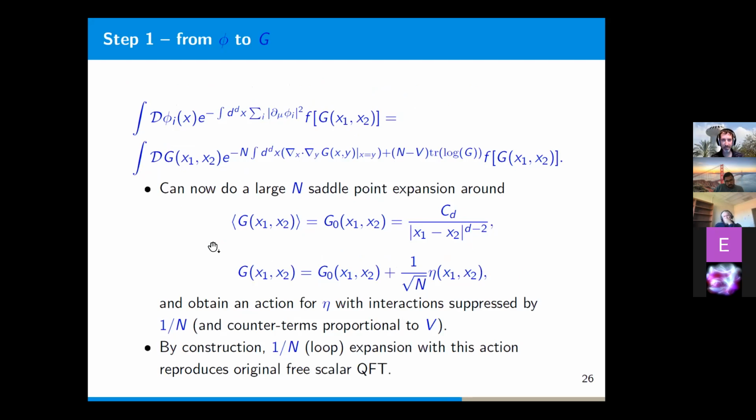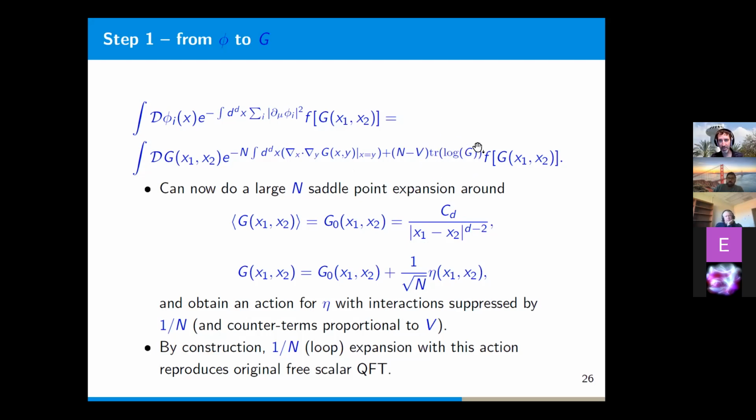And then in order to have a nice large n expansion, we just expand G around this large n saddle point. It's useful to normalize the deviations away from the saddle point with a coefficient of 1/√n. Once we do that, we plug that into the action, and we obtain an action for eta, where we have a quadratic term for eta. From this G, we would just get a linear term in eta, which cancels with a linear term here, since we're expanding around a solution to the equations of motion.